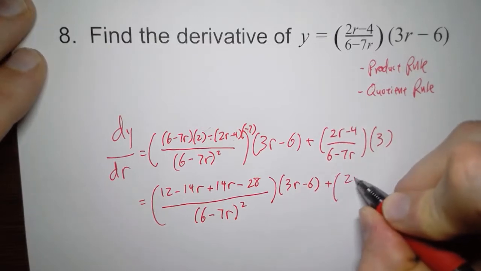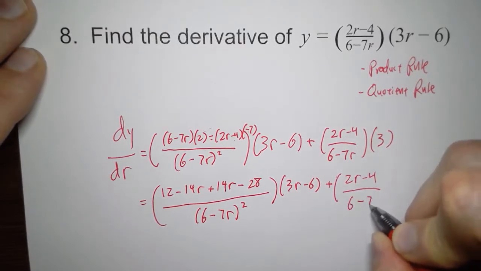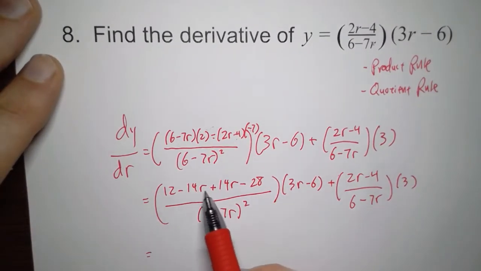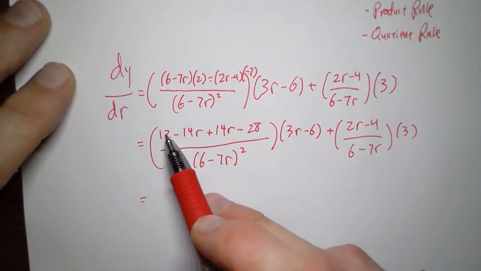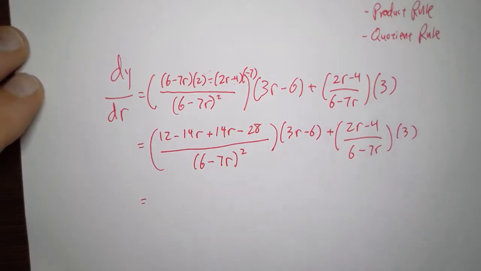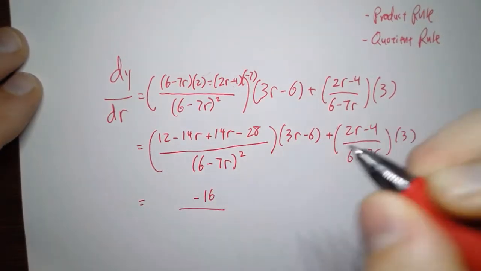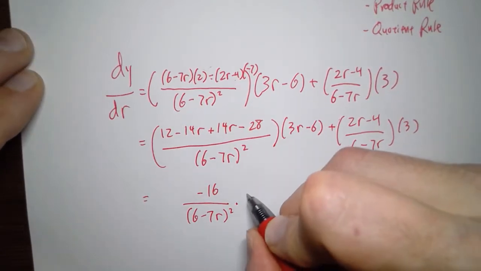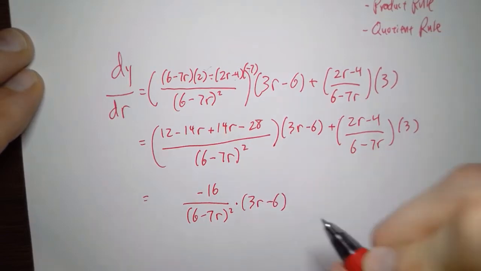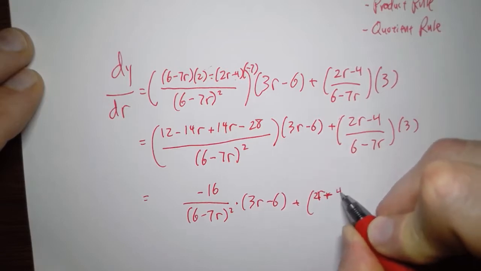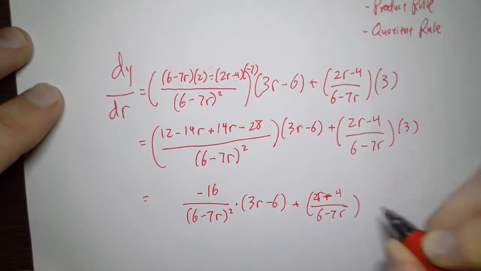And so here we have 2r minus 4 over 6 minus 7r times 3. Now if we simplify the top, the minus 14r and the plus 14r cancel out, and then we have 12 minus 28. So if we subtract 12 from 28, that should be a negative 16 left over. Negative 16 over 6 minus 7r, quantity squared, times 3r minus 6, plus 2r minus 4 over 6 minus 7r times 3.